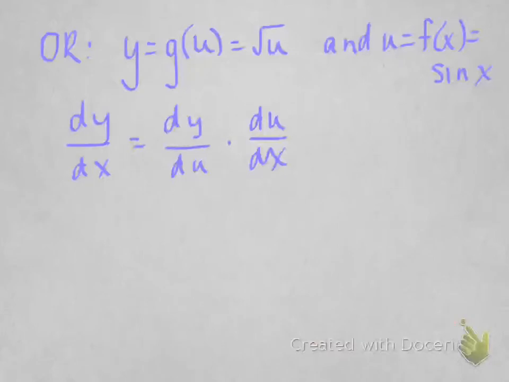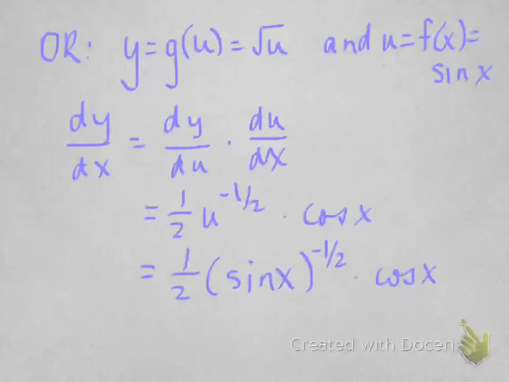I let y equal g of u be the square root of u, and u equal f of x be sine of x. So g of f of x is y. So dy dx is dy du times du dx. dy du is 1/2 u to the negative 1/2, and du dx is cosine x. But now I don't want to have u's and x's, I want to have just x's as my variable. So I substitute in the fact that u is sine x. So I get 1/2 sine x to the negative 1/2 times cosine of x.